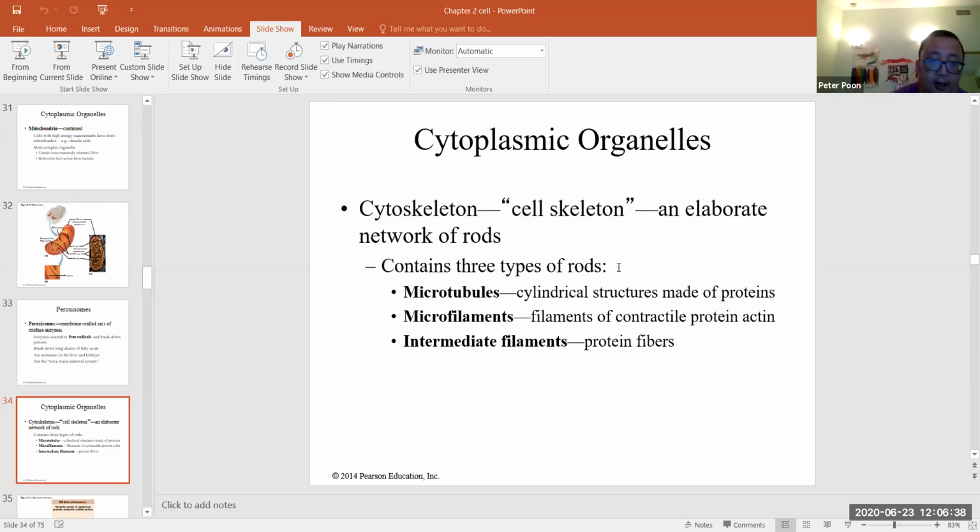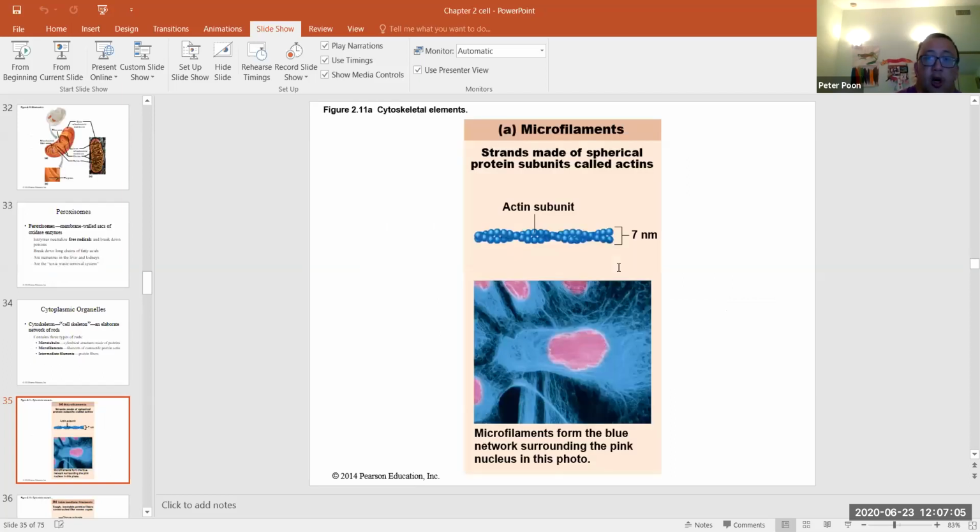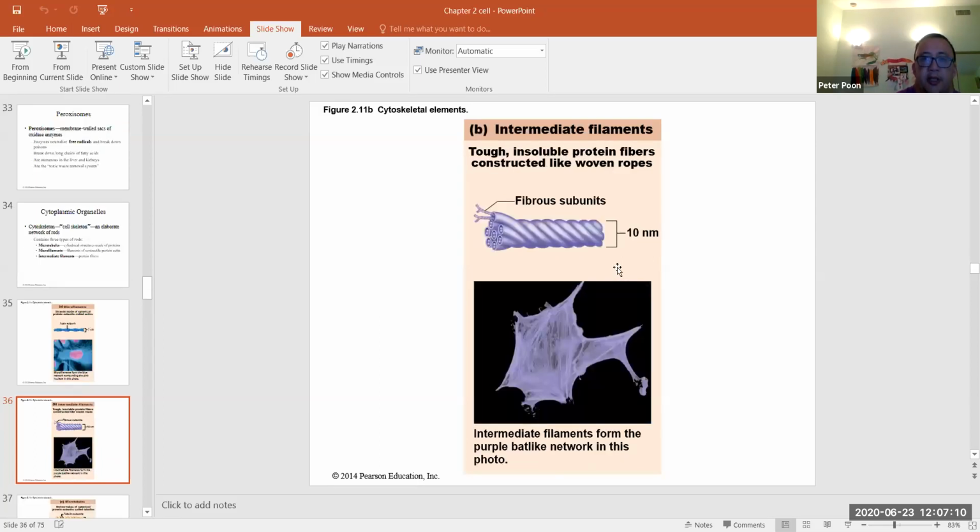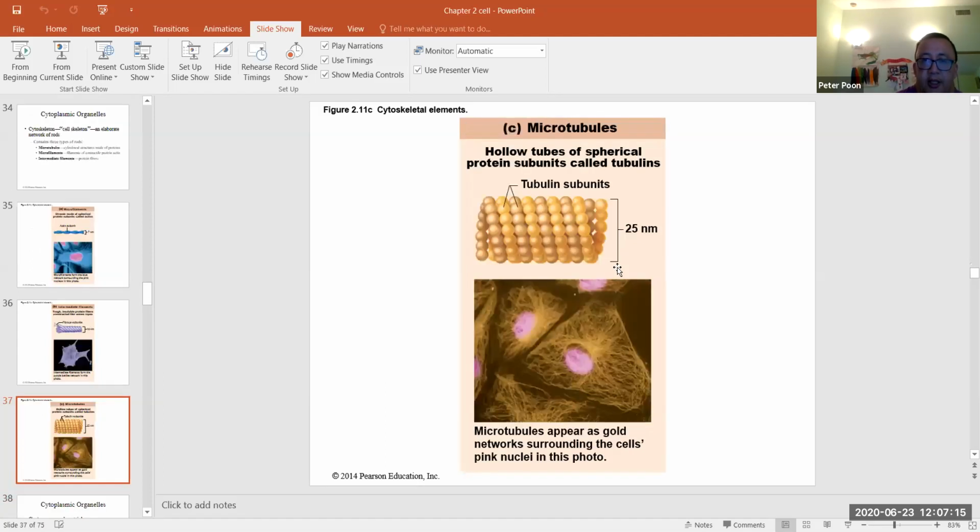The cytoskeleton is an elaborate network of rods. There are microtubules, microfilaments, and intermediate filaments. I'll post a video for you to watch. Watch that video. You'll see all these cytoskeleton filaments, and you'll see what they actually do. This is actin, this is intermediate filaments, and then this is microtubules.